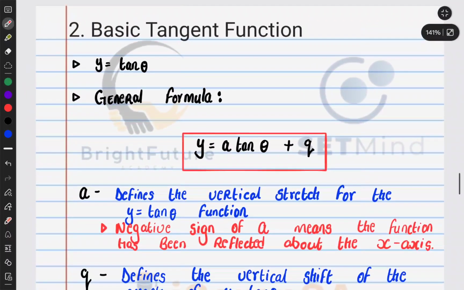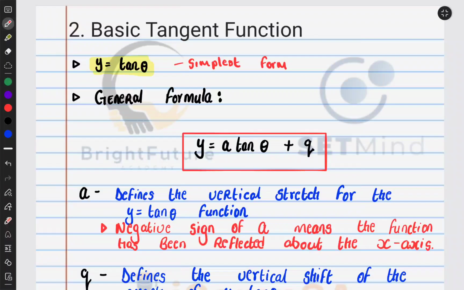So we have the basic tangent function. As you see here, it's represented by this formula: y is equal to tan theta, and this is what we call the simplest form of the tangent function. We can do multiple things in this function. As you know, with functions we can shift them horizontally or vertically, and we can also stretch them. The same thing can be done for the tangent function, or for all trigonometric functions in general.